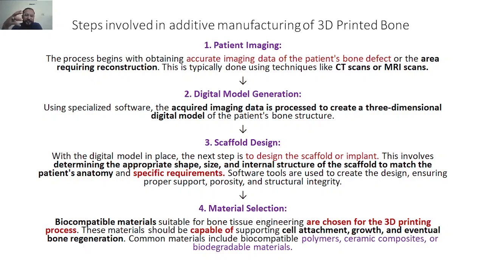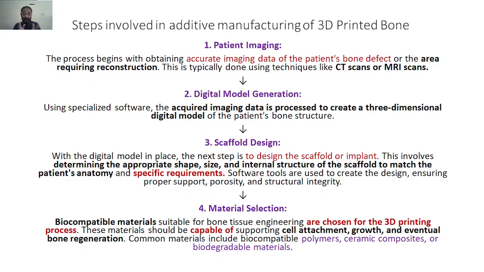Third thing is scaffold design. The scaffold is also a three-dimensional structure you need to prepare, so that you can have the appropriate size, shape and internal structure that can be modified. If the size of the ear is big, a bigger scaffold can be designed. If the size should be less, that can be done. And shape depends on whether it is an ear, a different shape. If it is a liver, it is a different shape.